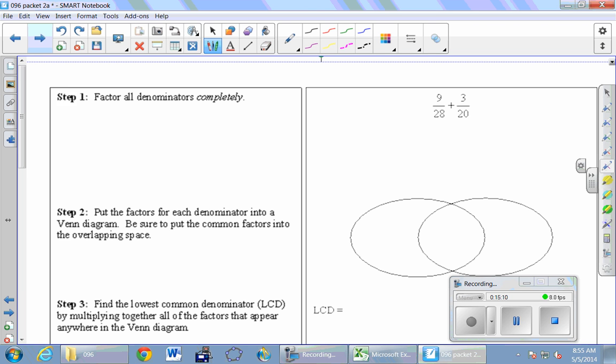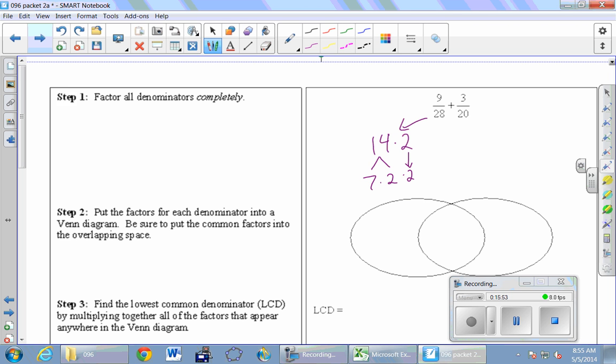So step 1 says factor all denominators completely. So we're going to take 28 and we're going to factor it. So 28 is really something times something times something. So what is 28 equal to? So it's 14 times 2. That's one way to factor it. But 14 you can factor further into 7 and 2. So would you guys agree that 28 is really 7 times 2 times 2? And we can't factor any further because 7, 2, and 2 are what kind of numbers? They're prime numbers. They have no other factors.